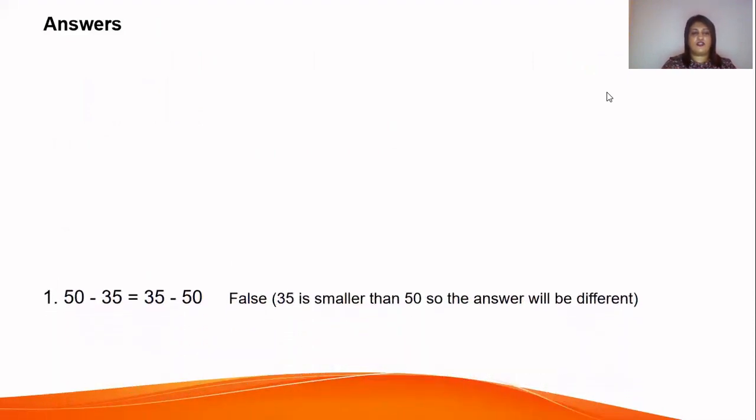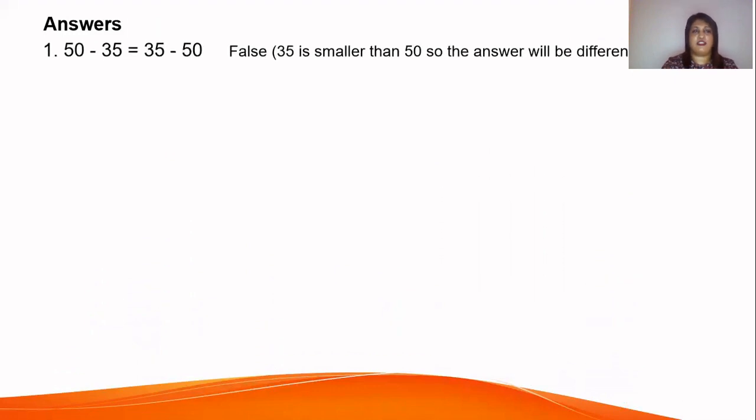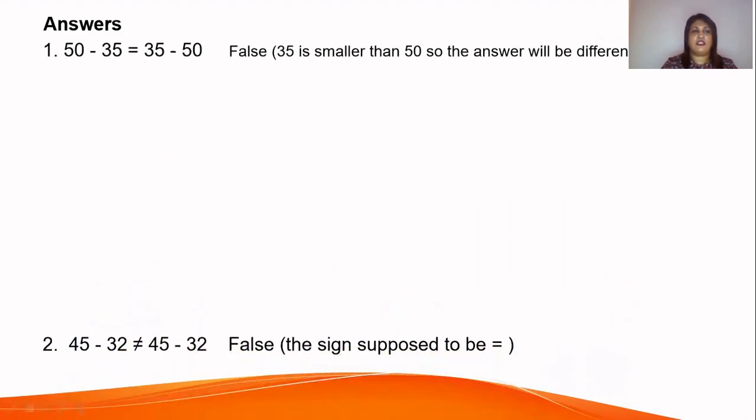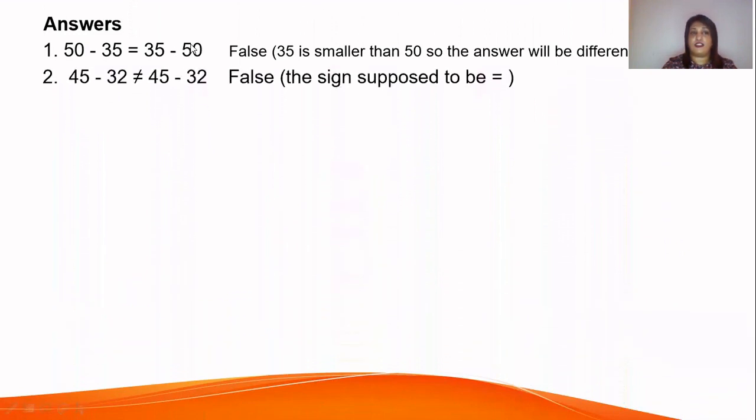Now let's look at the first one. 50 minus 35 is equal to 35 minus 50. Now, immediately we know that 35 cannot minus 50. Our answer will not be the same as 50 minus 35. Therefore, it's false. Number 2, 45 minus 32 is not equal to 45 minus 32. That's false. The sign is supposed to be equal to because it's exactly the same on both sides, and my answer will be exactly the same.